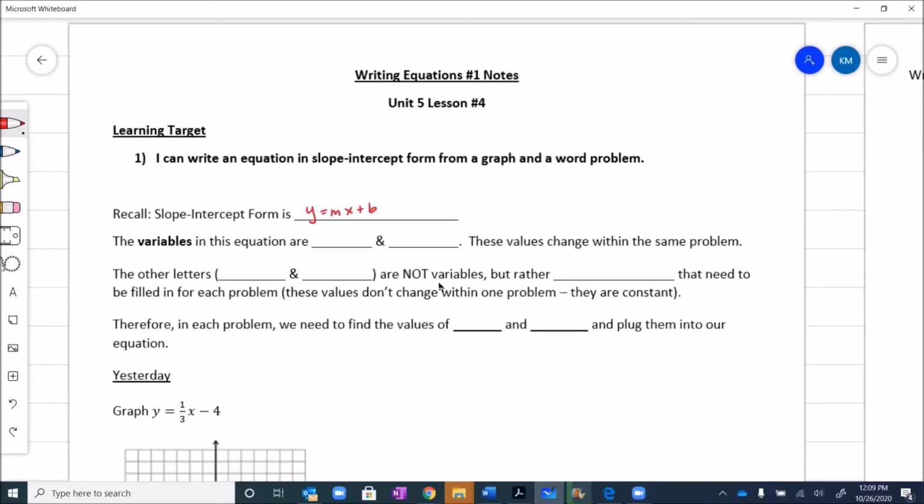Okay, the variables in this equation are x and y. These values change within the same problem. The other letters, m and b, are not variables, but rather information that needs to be filled in, or data that needs to be filled in for each problem. These values don't change within one problem, they're constant, right? So therefore, in each problem, we need to find the values of m and b and plug them into our equation.